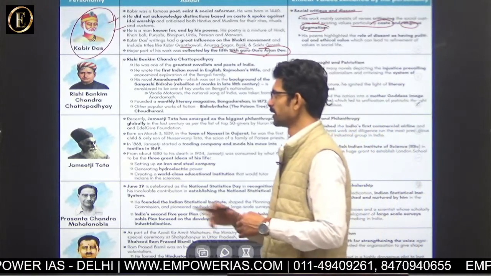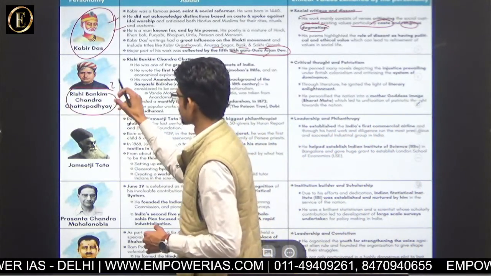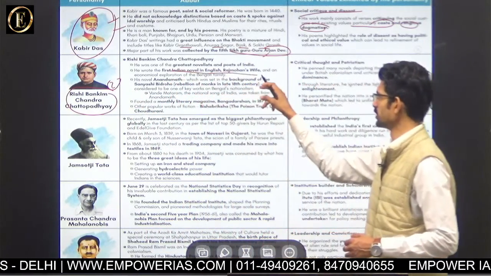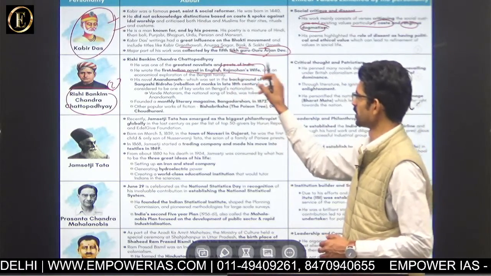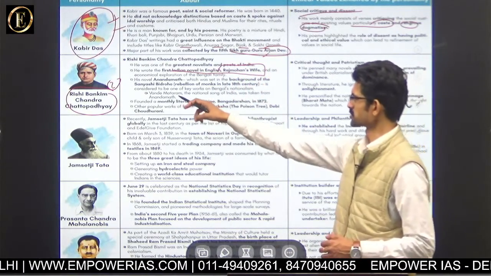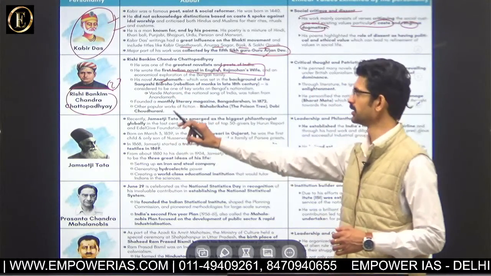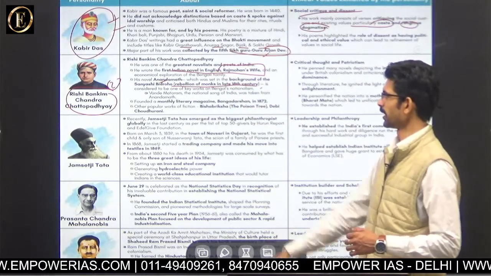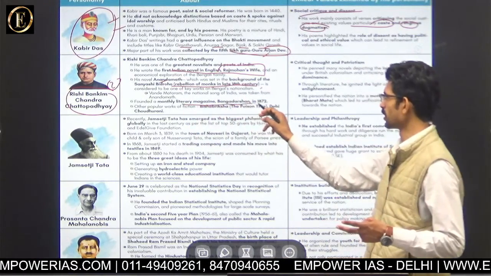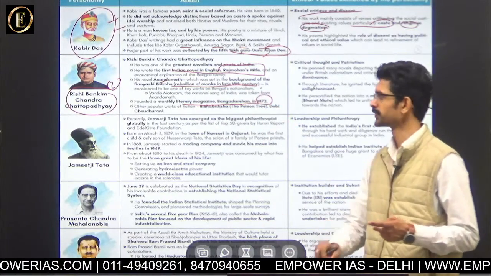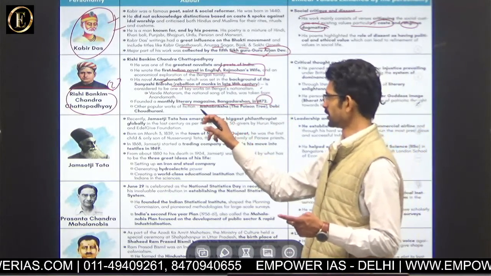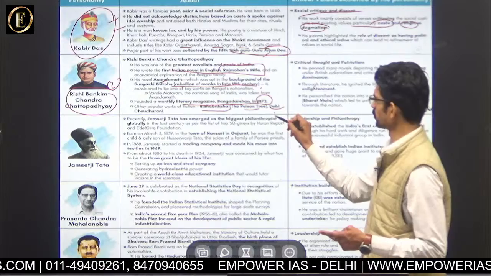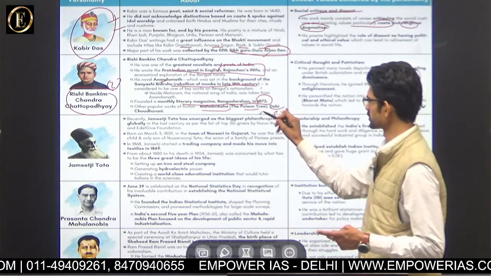Then Rishi Bankim Chandra Chattopadhyay, the second personality, called a Rishi because of the first Indian novel in English, Rajmohan's Wife, and his first novel Anandamath, and Sannyasi Bidroh, the rebellion of monks in the 18th century. Then he founded a monthly magazine called Bangdarshan in 1872. Then Vivek Bhiksha, the Poison Tree, then Devi Chaudhurani. These are all asked in the previous year's questions of UPSC.